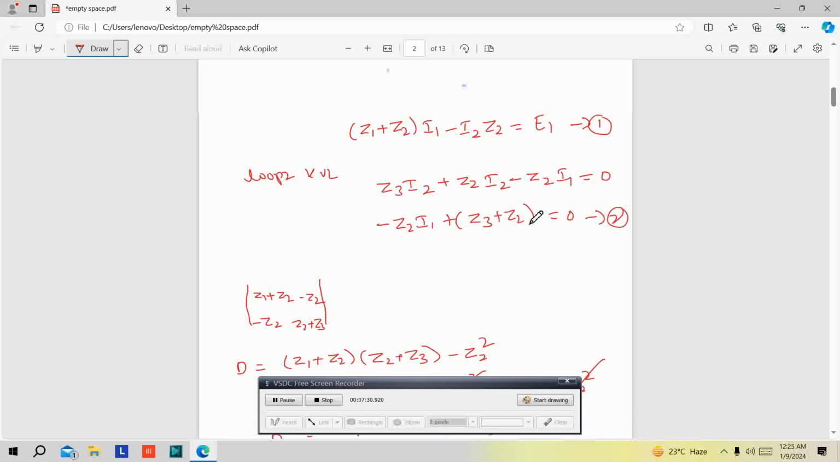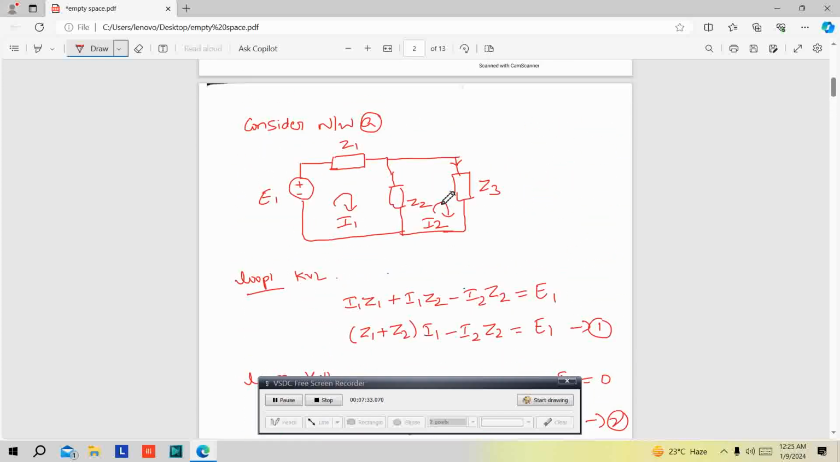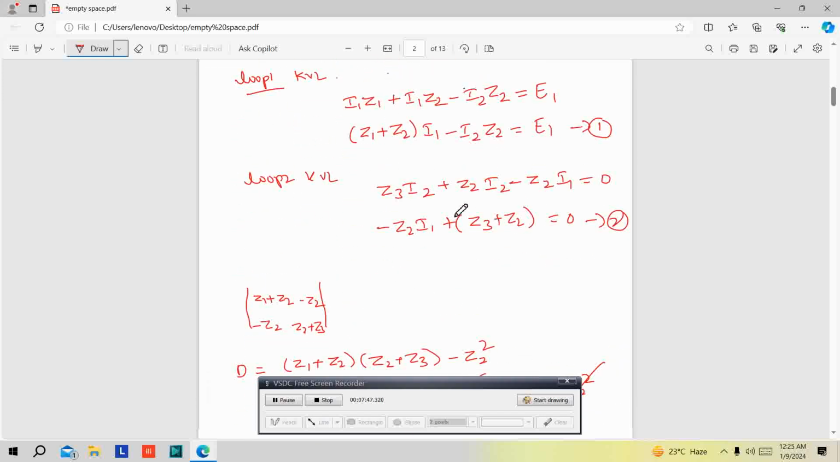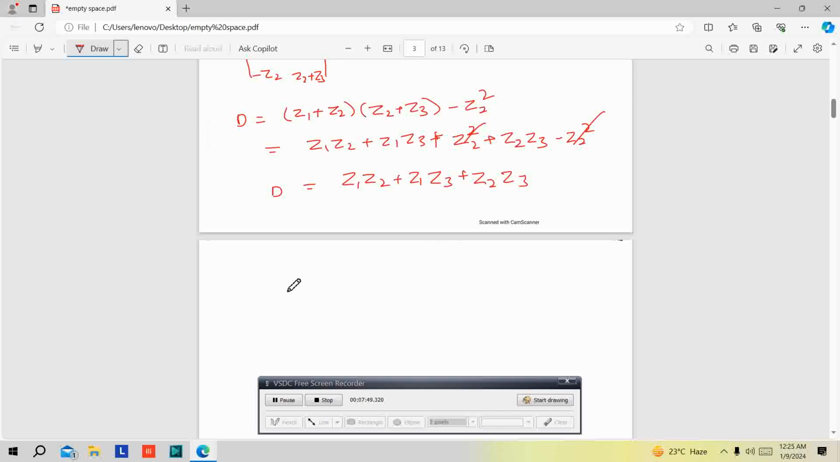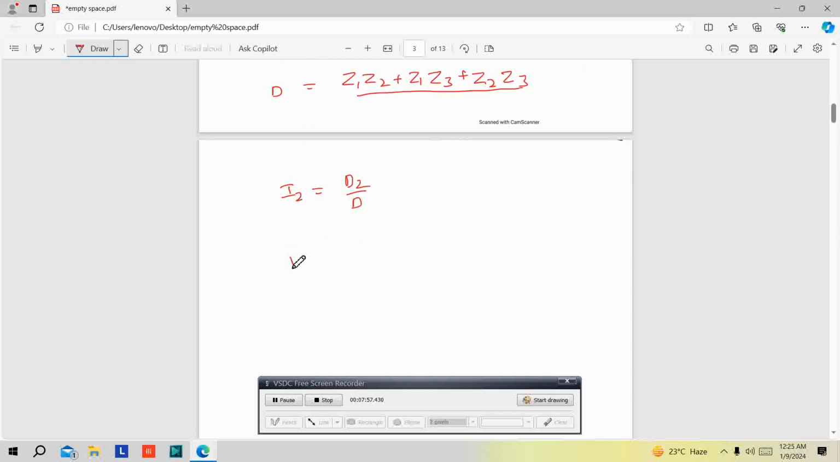Look at the network very carefully. I want to calculate the current passing through Z3, so I want to concentrate only on I2, because it is the load current. How are we going to calculate I2? I2 is equal to D2 by D. We have calculated D; we need to calculate D2. What is D2? It's very simple.